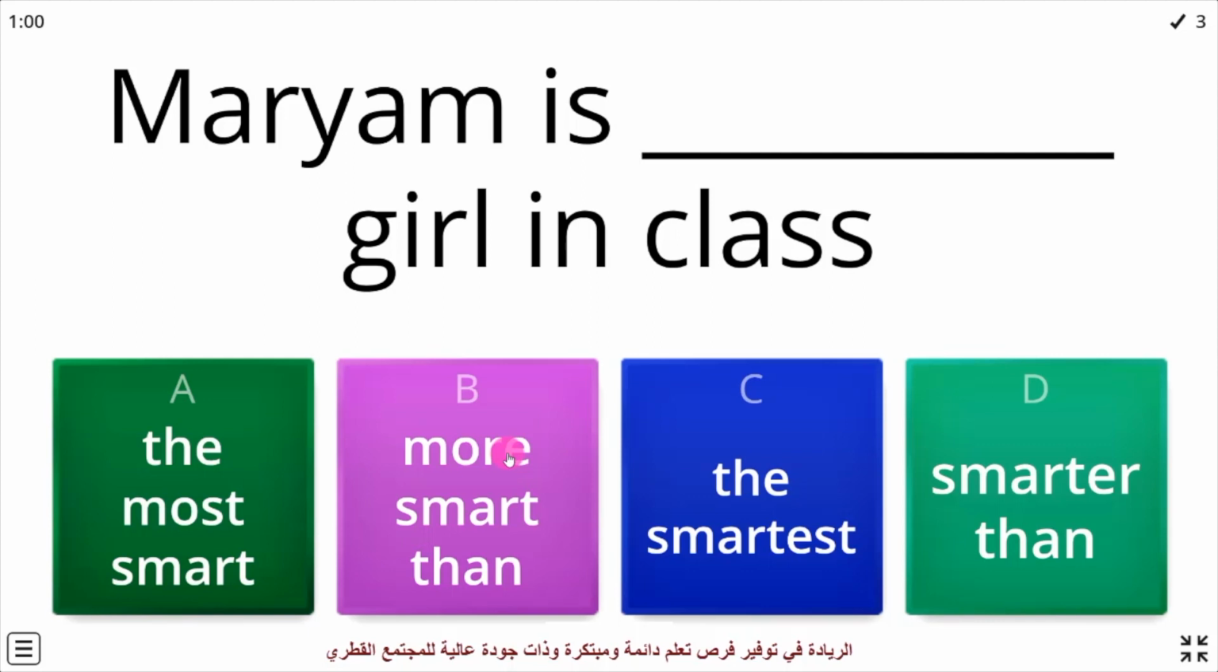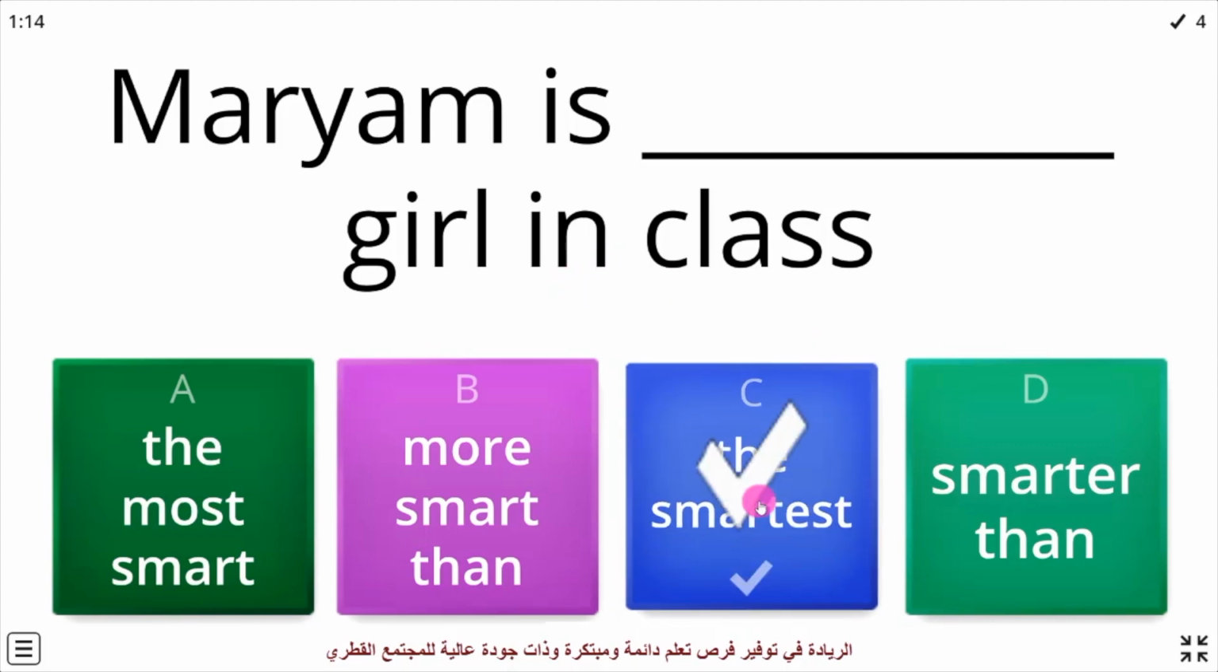Maryam is the smartest girl in class. We are comparing between Maryam and all the girls in her class. This is a superlative. Smart is a short adjective. So we say Maryam is the smartest girl in class.